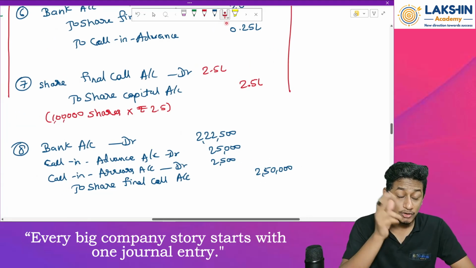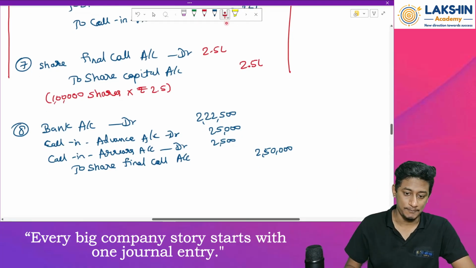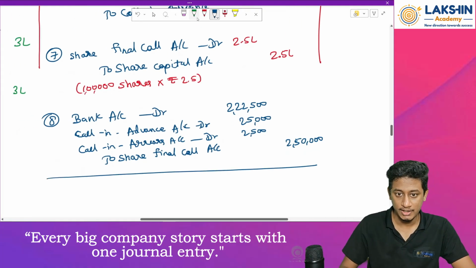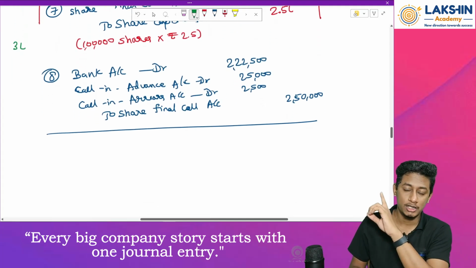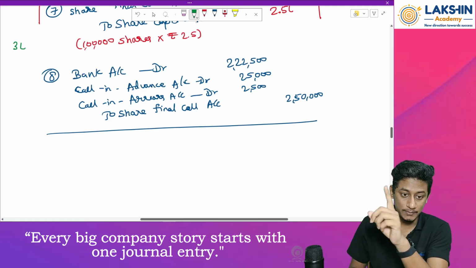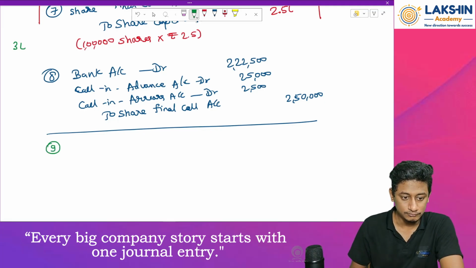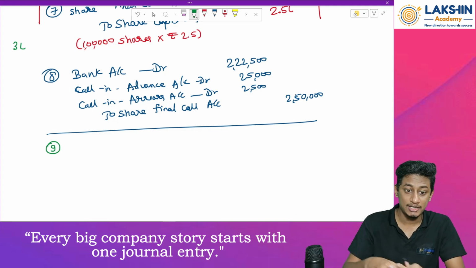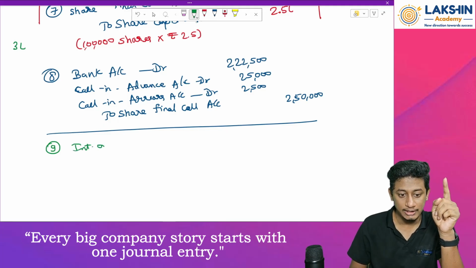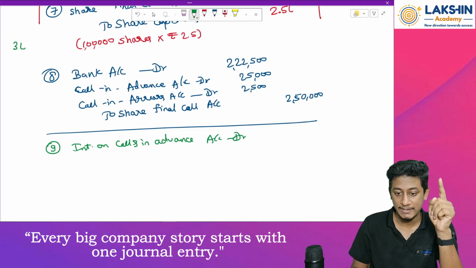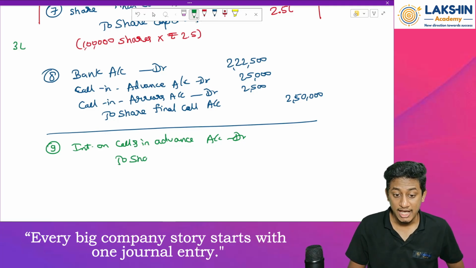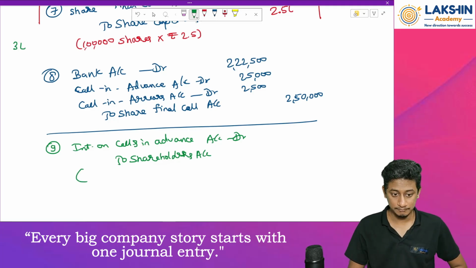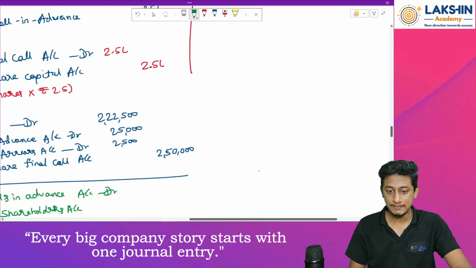But are we done? No, we are not done. Remember interest. Okay. So let's pass the entry for interest one by one. First of all, the call in arrears guy has not paid me the money yet. So first pass the entry for call in advance guy. Interest is payable. Because interest is payable, it is an expense. So interest on call in advance account debited, because it's an expense. I am debiting the account because my expense is increasing. To shareholder account, to whatever name he is, Mr. Iyer, to shareholders account. How much? How much has he paid me in advance?